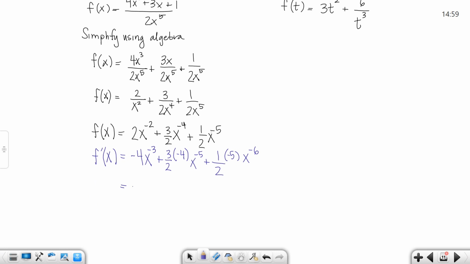So cleaning up this expression, I would get negative 4x to the negative 3. This would give me a negative 12 over 2, which would give me negative 6x to the negative 5. This would give me a negative 5/2 x to the negative 6. Finally, taking care of my negative exponents, this would be negative 4 over x cubed minus 6 over x to the 5th minus 5 over 2 with the x to the 6th. And that's how that one would look.